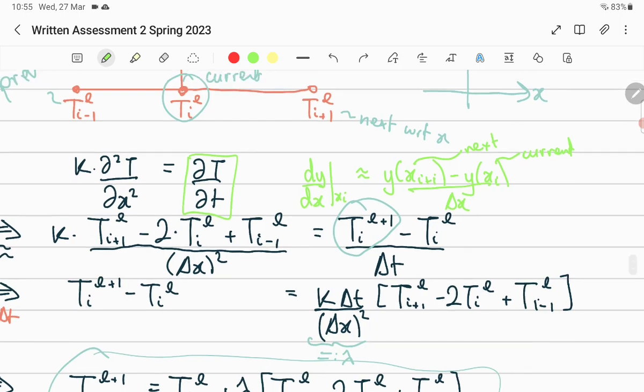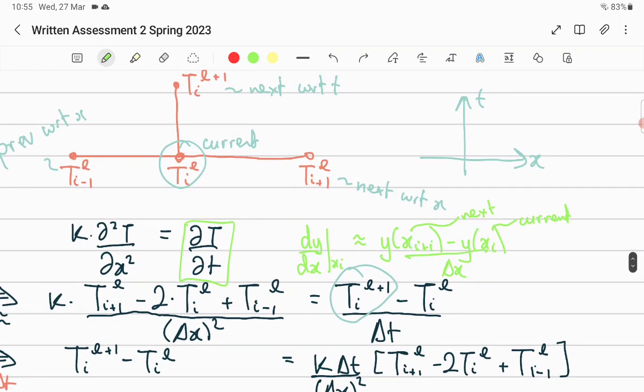So look at this thing up here. The second derivative we're looking at first. The formula above says the next one over from the current, and it's with respect to x. So the next one over with respect to x is this one.